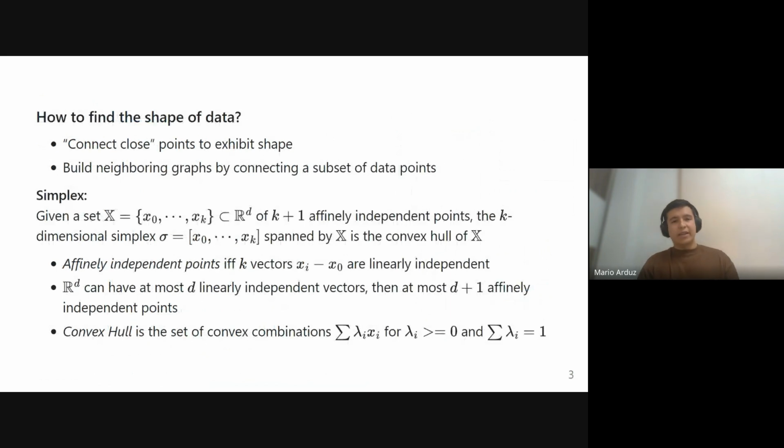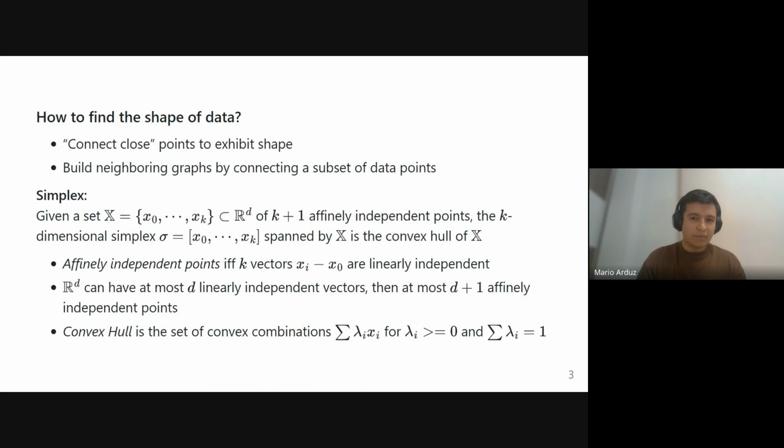So we can first begin to think about how we are going to find the shape of the information that we have. We already thought that we can connect close points and then build a certain type of shape. But to be more specific, we are going to use the definition of the simplex, which is going to be the basic unit on which we build this representation of the information. A simplex is defined by the convex hull of a set of points, and this set of points has to be affinely independent points.